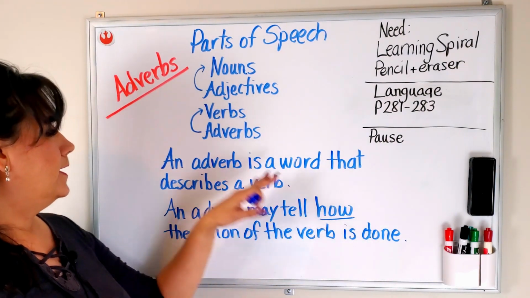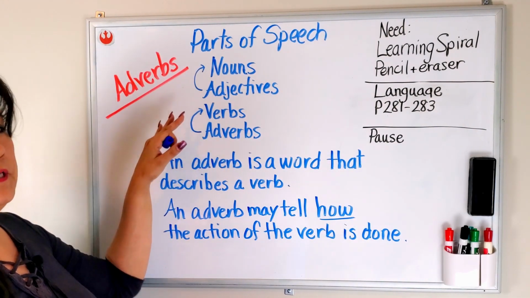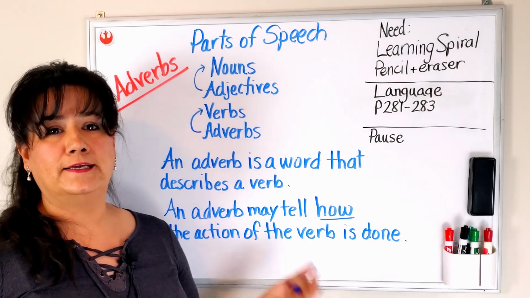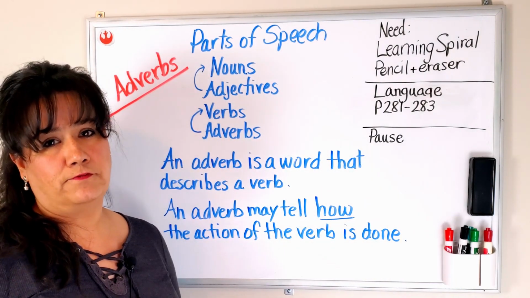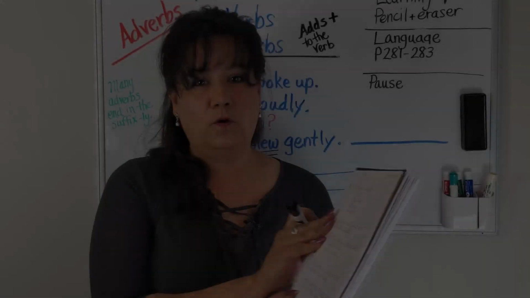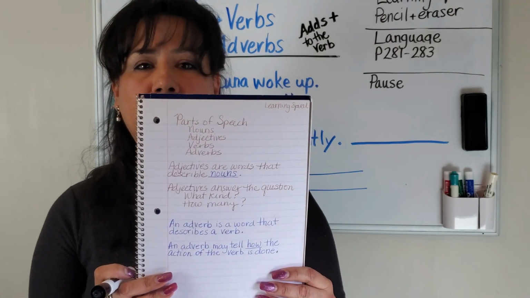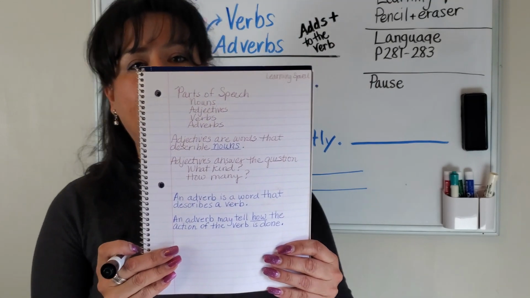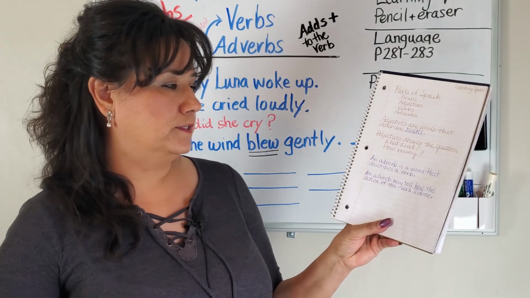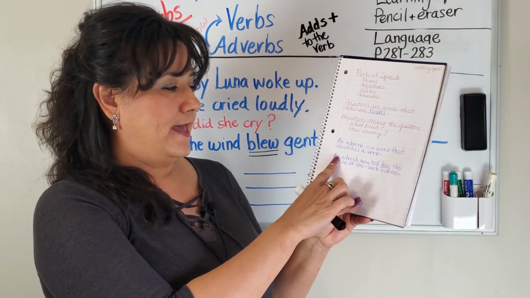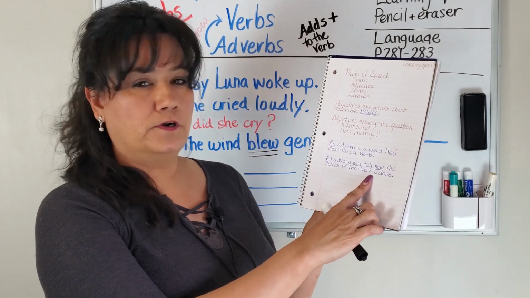So remember, an adverb is pointing to the verb because that is what we're going to look at. It is going to help that verb. It is going to help describe that verb a little bit more. Okay? Okay, boys and girls. So you should have these sentences written on your learning spiral. And the sentences were, an adverb is a word that describes a verb. An adverb may tell how the action of the verb is done.